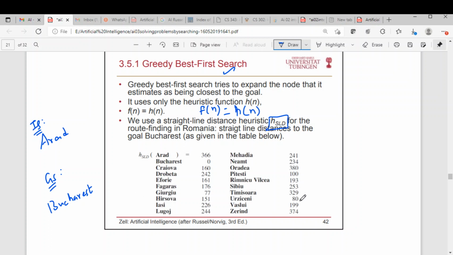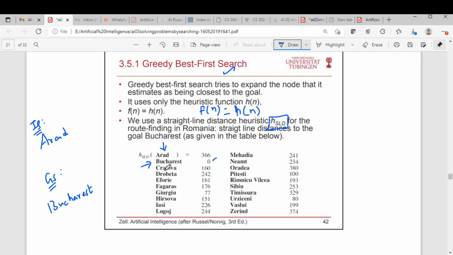So this particular table just shows the straight line distance. Now our goal state is Bucharest. So we are interested only in reaching Bucharest from different cities. This table basically shows the straight line distance from every city to Bucharest. So this is the straight line distance from Arad to Bucharest. It is 366 kilometers or miles, whatever it may be. And this is the straight line distance from Bucharest to Bucharest.